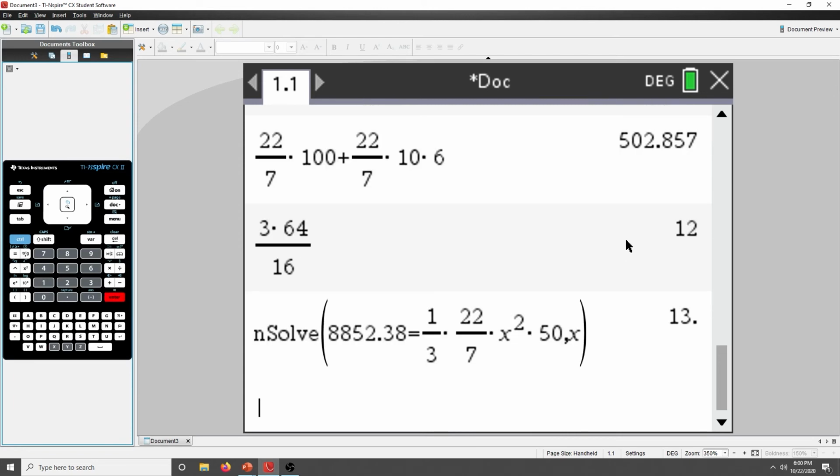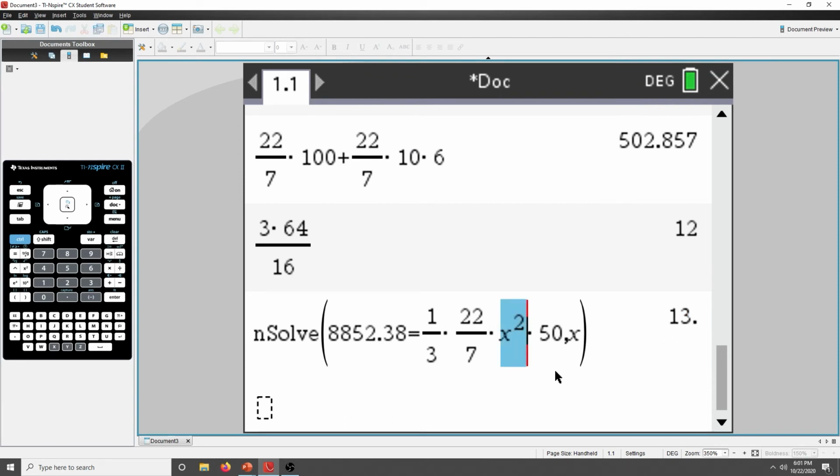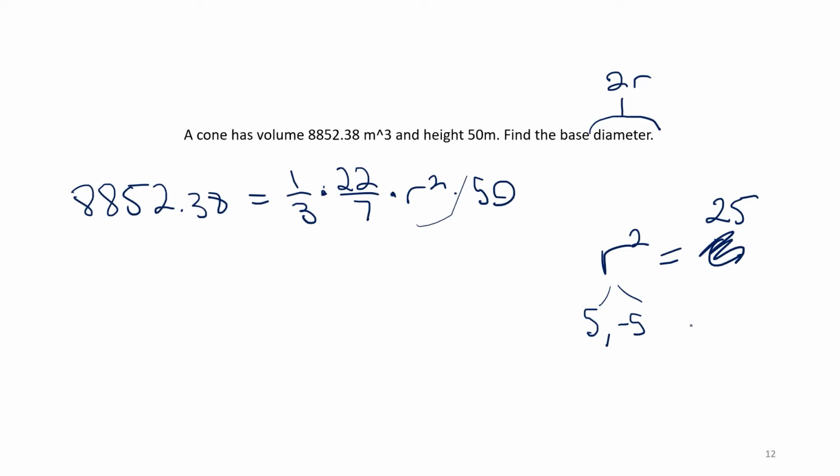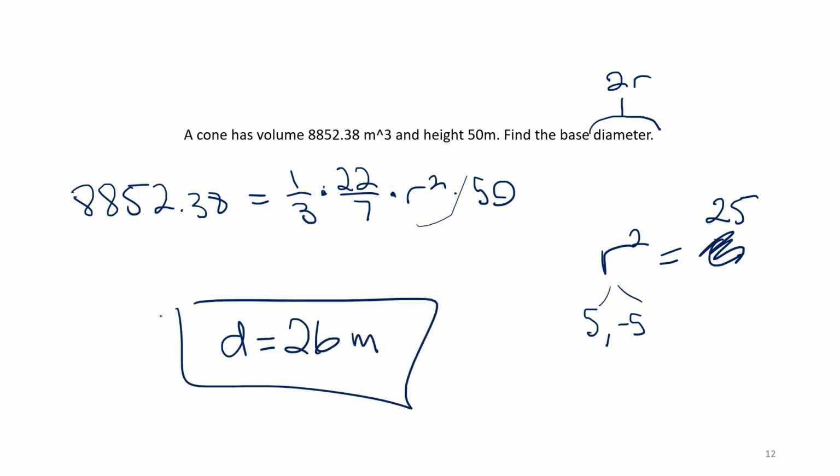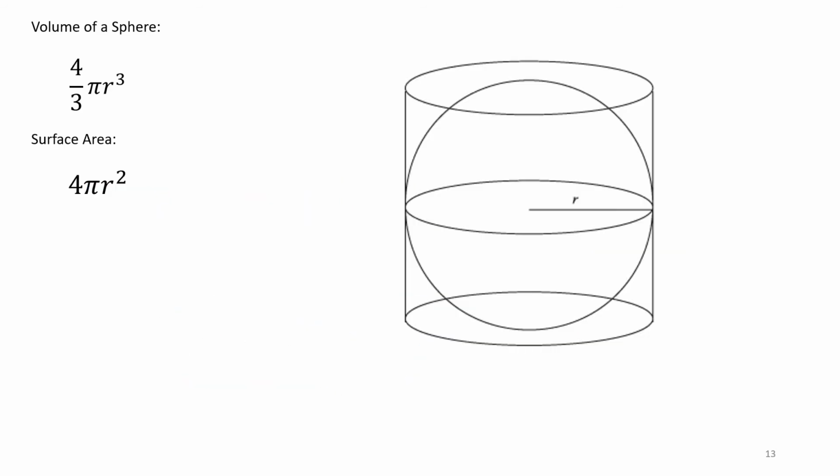13. So this could have given us -13, but we would have known that it wouldn't matter. And if you plug 13 or -13 back in, it'll come out to the same thing. Now, that's the radius. It wants the diameter. So 2 times 13, d equals 26 meters. Cool? Cool. I think so.